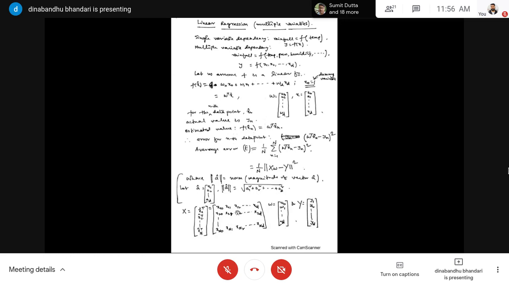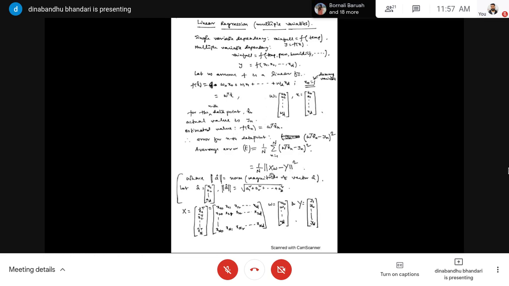vector. Because if I multiply N cross d plus 1 with this one, whose dimension is d plus 1 cross 1, it would be N cross 1. And this y is also N cross 1. We can always subtract, and that is an N-dimensional vector. You find the norm of that. What you have to do is take the square of each term, sum all the terms, and then take the square root. So this whole error expression can be written in this vector form.